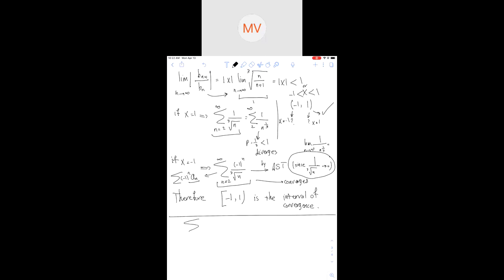So the answer to your question is the difference between these two, right? This one is 1 plus half plus 1/3. This one is 1 minus half plus 1/3 minus 1/4. So if you remember, we showed this one converges, but that one diverges, only because this is an alternating series of the same terms as on the left.